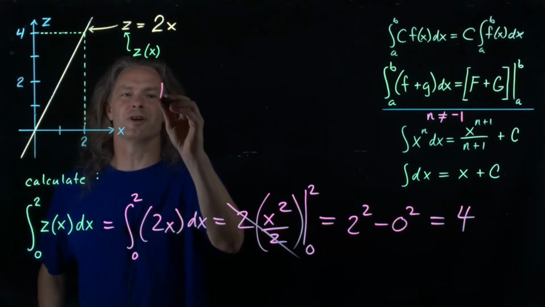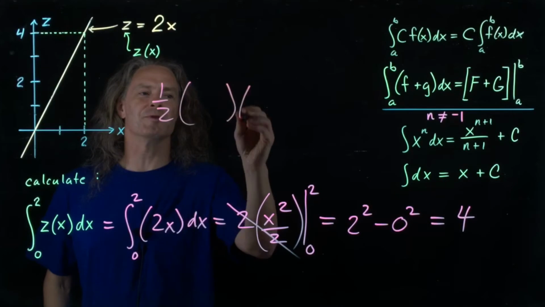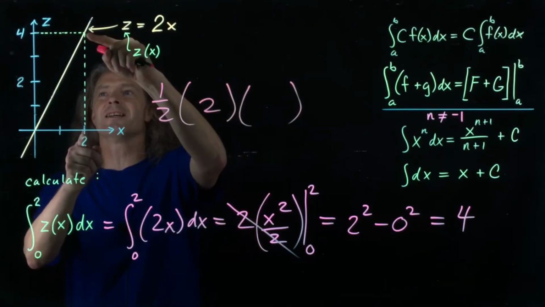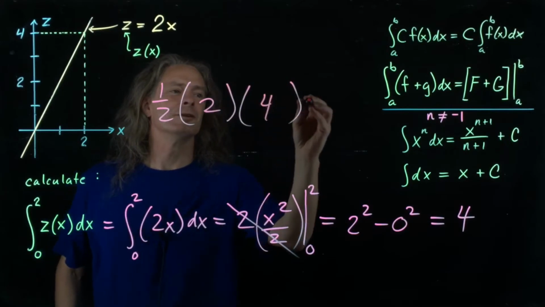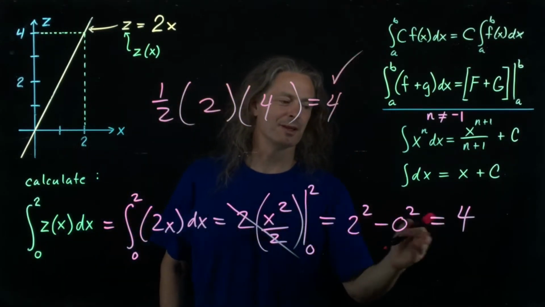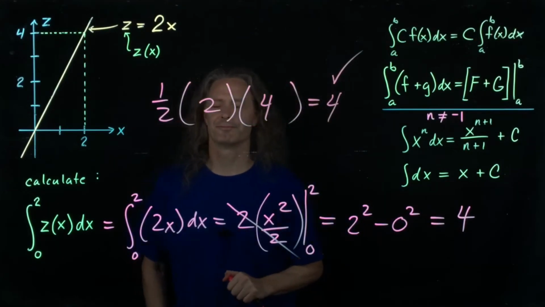Well, the area of a triangle is 1/2 times base times height. The base is 2. The height is 4. 1/2 times 2 times 4 is equal to 4. And it agrees, so it all checks out.